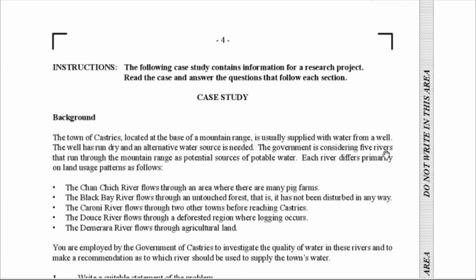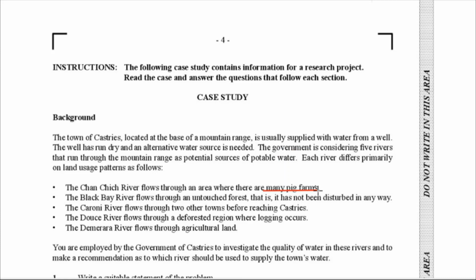So the government is considering 5 rivers that run through the mountain range as potential sources of potable water. So water that can be used for consumption. So each river differs primarily on land usage patterns as follows. So we have a list of the different rivers and the type of usage around that area, around the river. So here we have the Shanshich River that flows through an area where there are many pig farms. So what I'm going to do, I'm going to highlight some of the information here. So this river is running through an area with many pig farms.